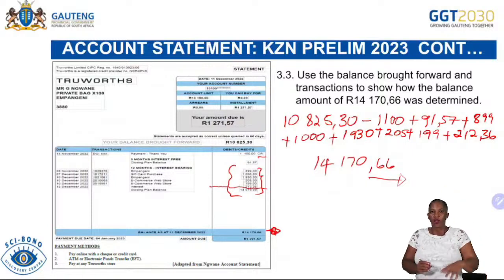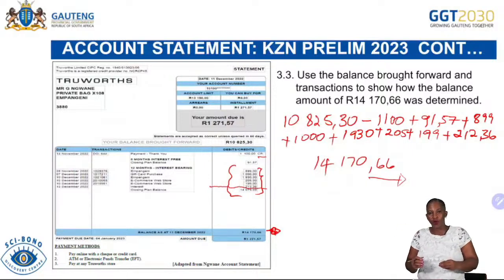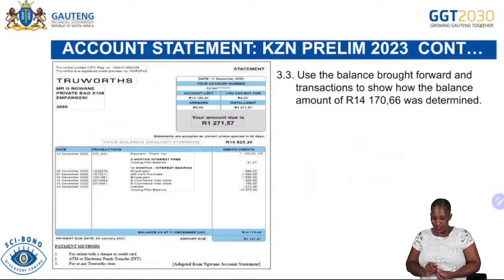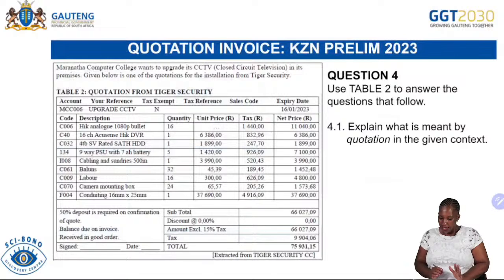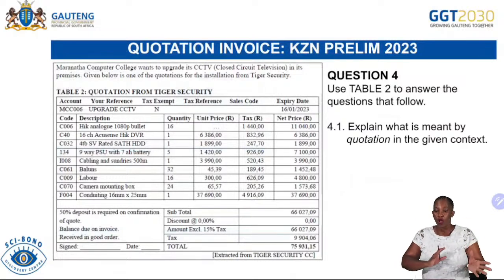So there are two ways. You just take the opening balance, and from the opening balance you add all the transactions that took place, the amount that he has used, and then you add it to the 10,825, and then he made a payment of 1,100, and then you are left with what? With 14,170 rand 66.